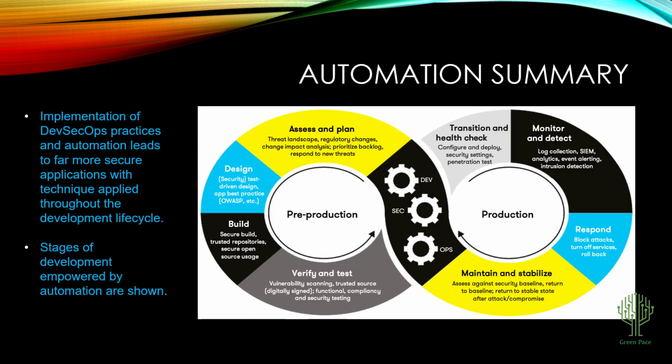The DevSecOps pipeline diagram shows the steps involved in building a secure application. Along this path, there are many opportunities to use automation to strengthen security, especially in the middle of the pipeline where a lot of powerful tools can be applied.